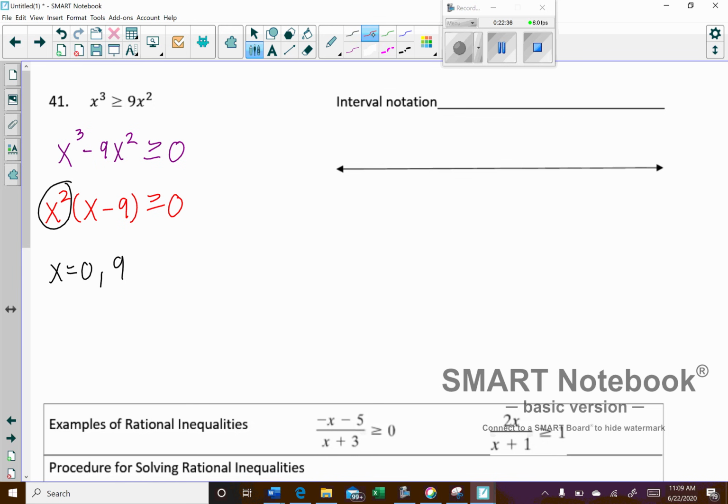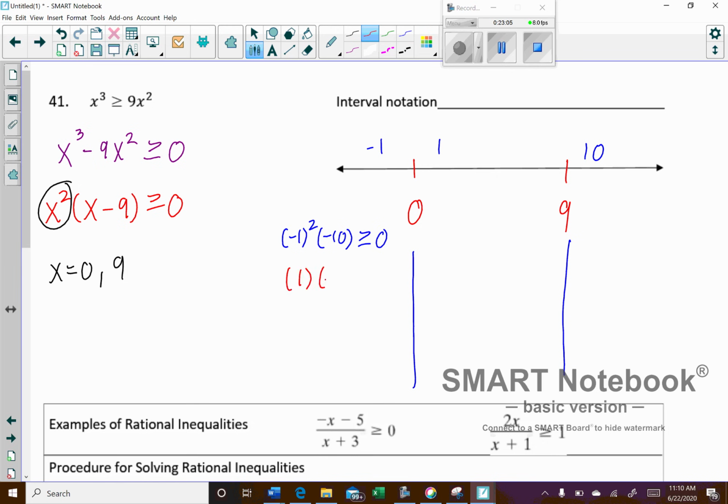Okay, so let's see. We'll go ahead and put 0 here, put 9 over here. We'll test negative 1, positive 1, and 10. If we plug in negative 1, we're going to have negative 1 squared, and then negative 1 minus 9 becomes negative 10. And I want to see if that's greater than or equal to 0. Well, negative 1 squared becomes positive 1. And so then positive 1 times negative 10 is negative 10. Negative 10 is not greater than or equal to 0, so that will not be part of my solution set.